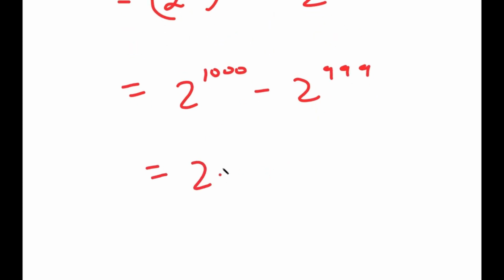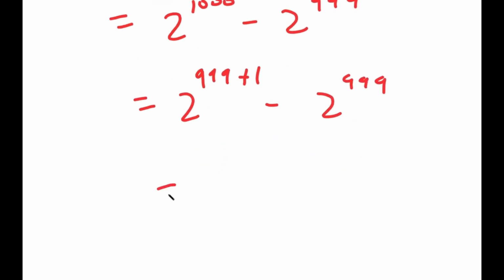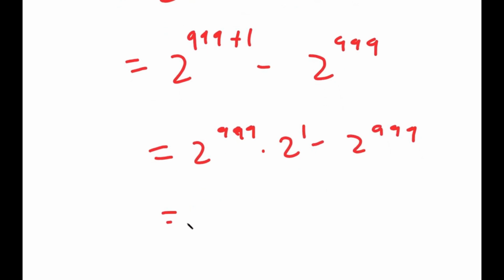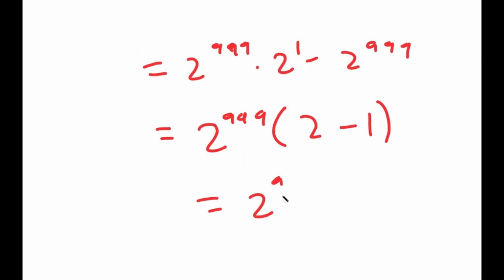Now to solve this, I'm going to rewrite 2 to the power of 1000 as 2 to the power of 999 plus 1. So I get 2 to the power of 999 times 2 to the power of 1 minus 2 to the power of 999, which is equal to 2 to the power of 999 times 2 minus 1, which is equal to 2 to the power of 999.